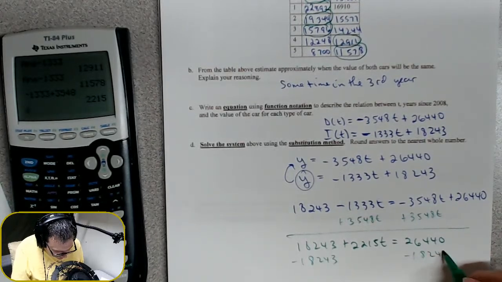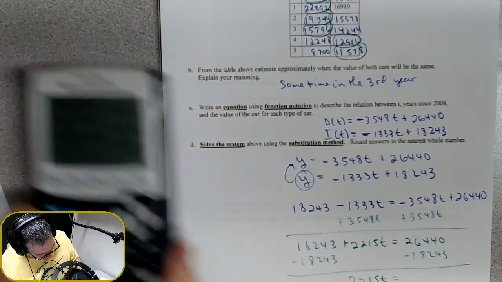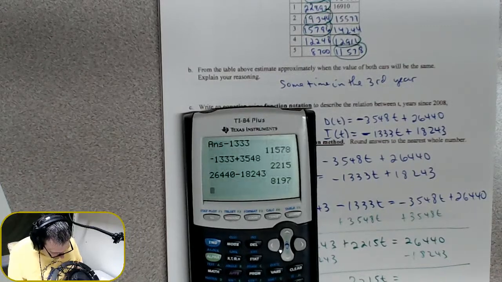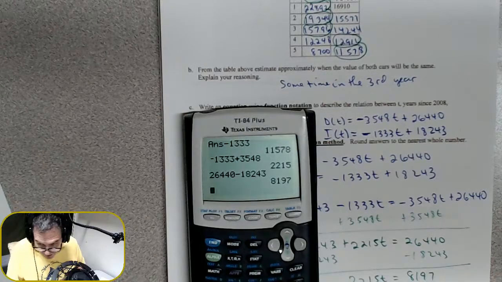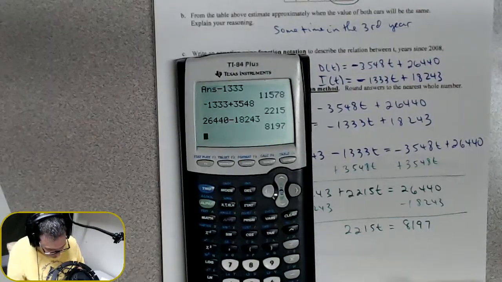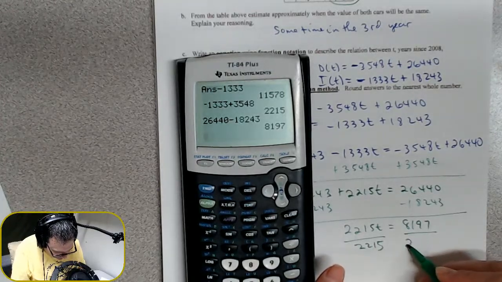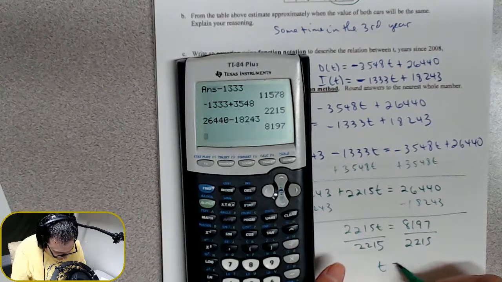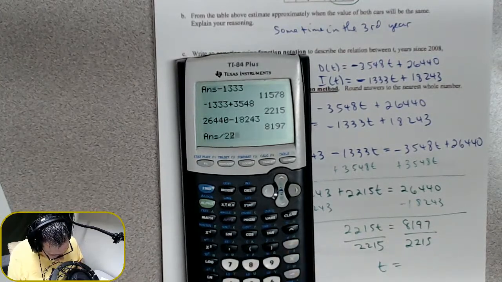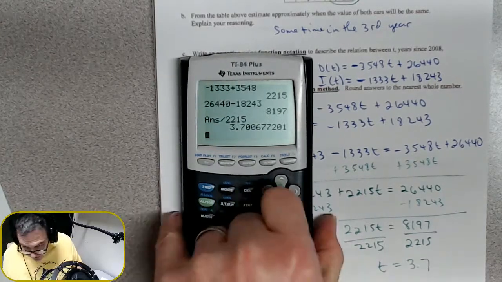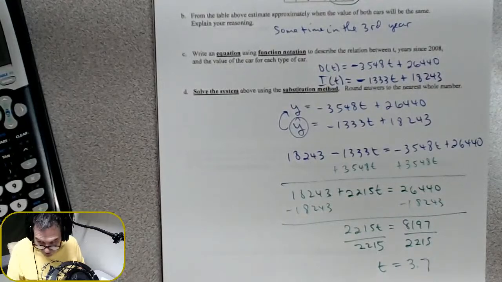18243. And let's see what we wind up with. 2215t equals 26440 minus 18243, and we have 8197. These are just big numbers, but you just use your calculator on that. Let's finish it off and see if our prediction between the third year and the fourth year holds. 8197 divided by 2215, the exact intersect. There we go, 3.7-ish, so somewhere in the third year.